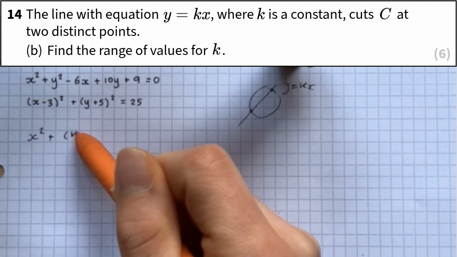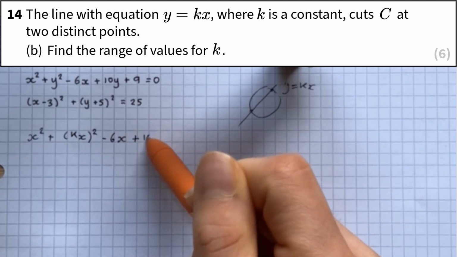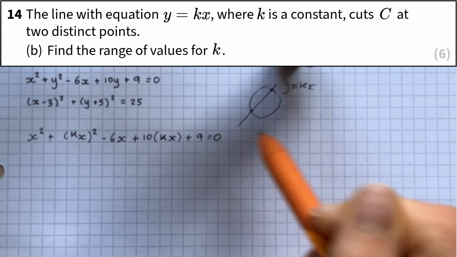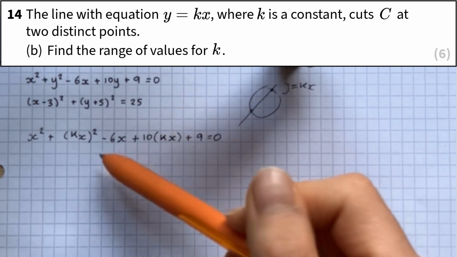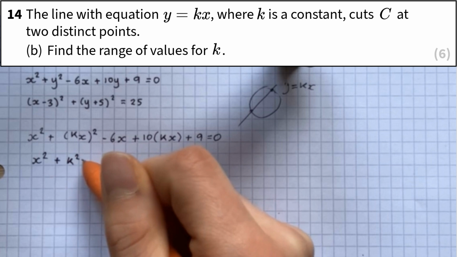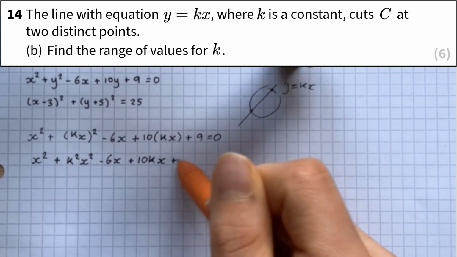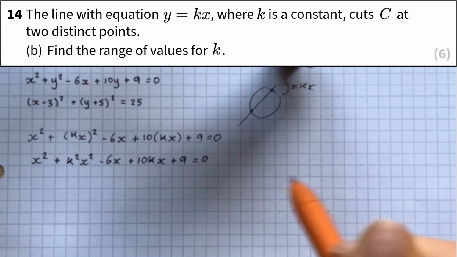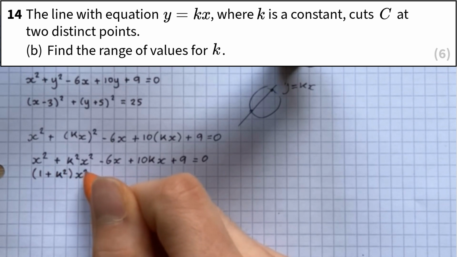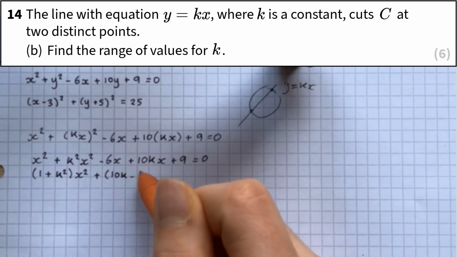And what we're going to do is we're going to substitute y in. So y is kx. So instead of y squared, I'm going to write kx squared. Instead of 10y, I'm going to write 10 lots of kx. That's because these 2 distinct points where it's cut is where the 2 equations meet simultaneously. From here, I'm going to expand out, so k squared x squared and 10kx, like this. And if I factorize out x squared at the front, and if I factor out x for the second term, I hope you'll get an idea of what I'm going to do next.